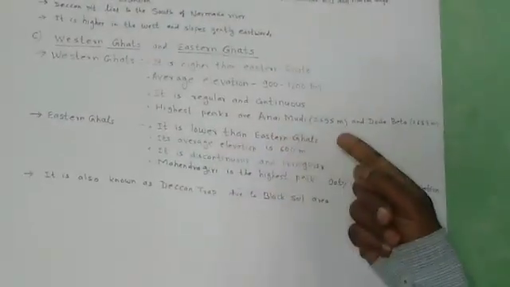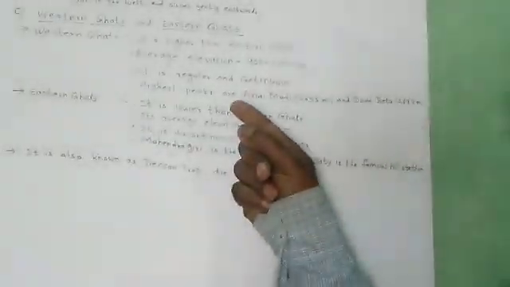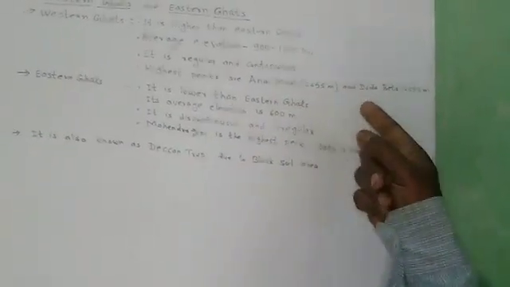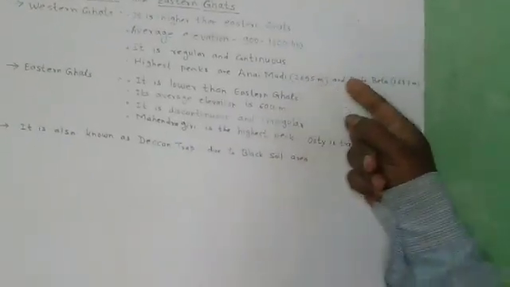The height of the Anaimudi is 2695 meters, and the height of the Doda Beta is 2637 meters.